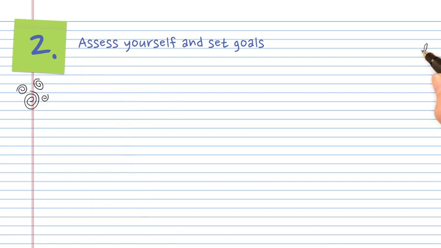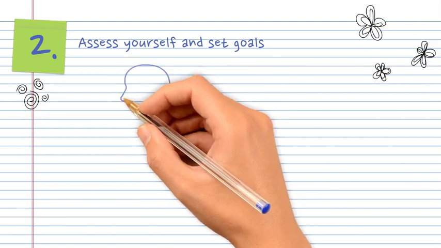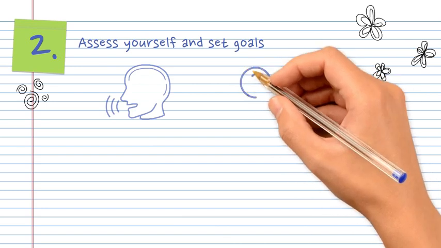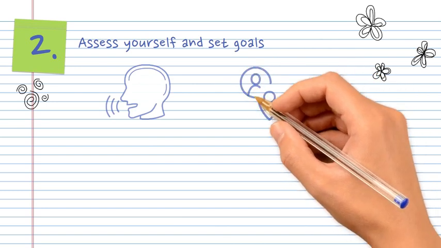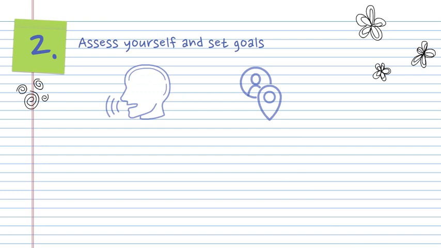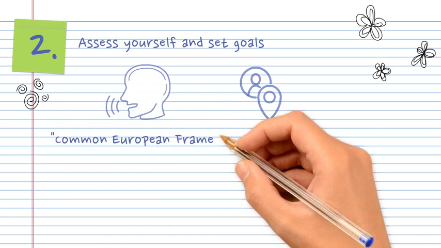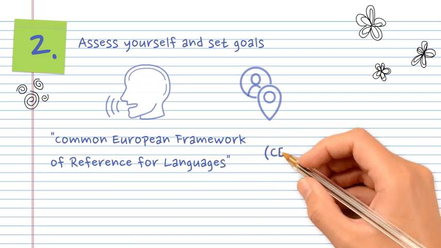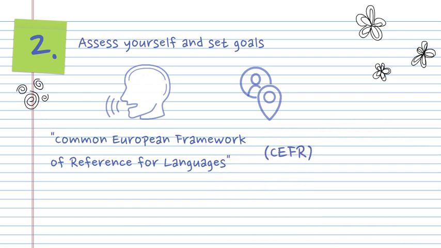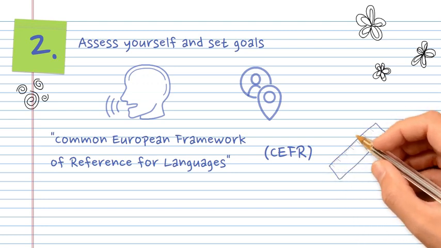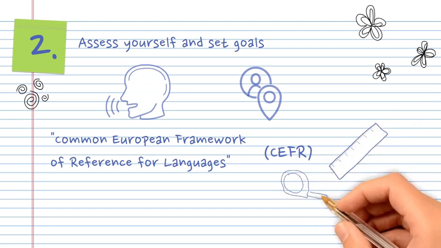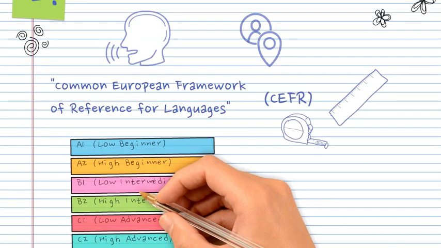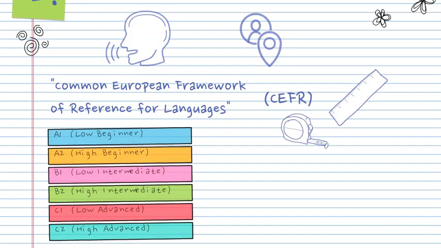Number 2, assess yourself and set goals. It's helpful when setting goals to first assess your current level of English. It's hard to know where you're going if you don't know where you are. A helpful guide to assess your English level is the Common European Framework of Reference for Languages, CEFR. CEFR is an international standard for describing language ability. It describes your language on a 6-level scale.